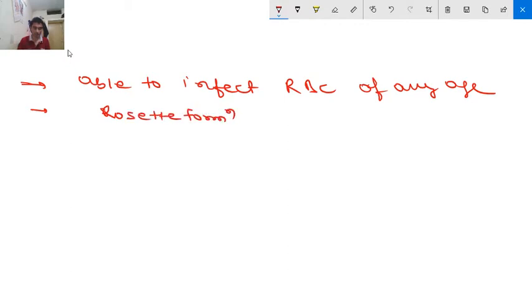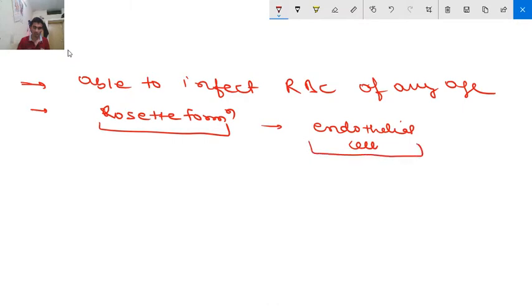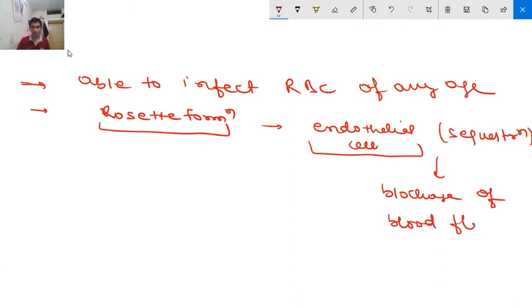Okay, and so therefore it causes RBC to clump together. That will be known as rosette formation, and this clumped RBC will stick to your endothelial cell. This is known as sequestration, and this sequestration will lead to blockage of blood flow. So there will be blockage of blood flow due to this.